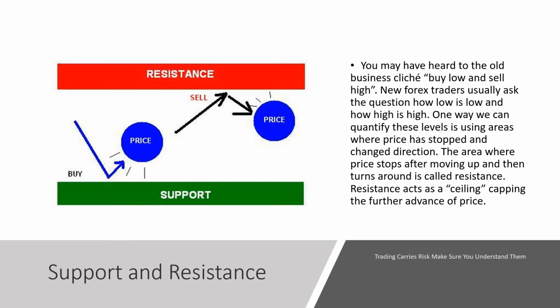You may have heard the old business cliché, buy low and sell high. New Forex traders usually ask how low is low and how high is high. One way we can quantify these levels is using areas where prices stopped and changed direction, when prices moved up, hit a number and bounced off it. Another way is to see where there's congestion, where lots of trading came up, bouncing off this price, but not making any headway.